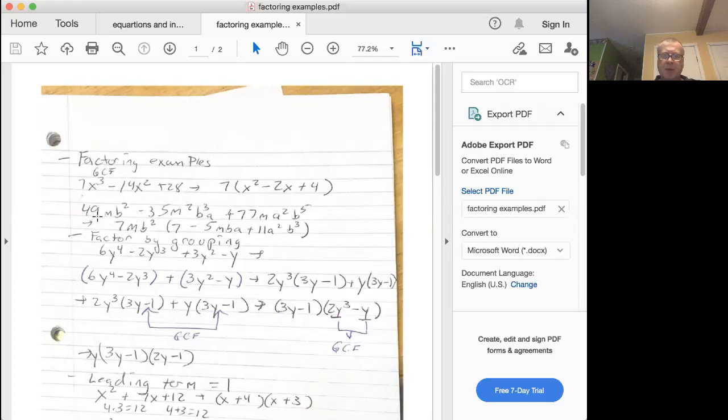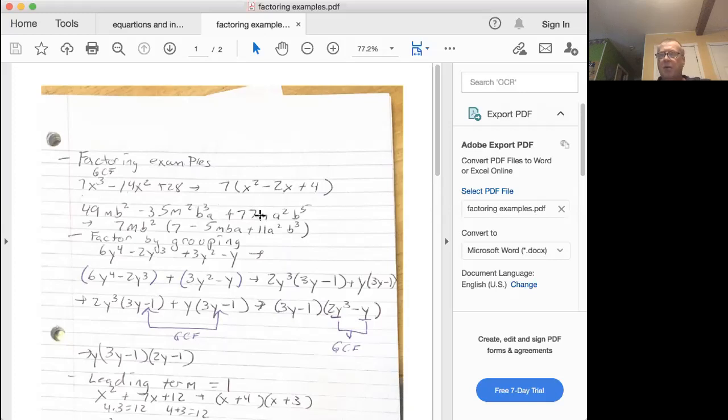Now we're going to do pretty much the same thing here. When we have variables, we'll always factor out for the greatest common factor the lowest degree, the one with the smallest exponent. So we have 49mb squared a, minus 35m squared b to the third a, and 77m a squared b to the fifth. The first thing I note is a is not in all three terms, so I cannot factor an a out. I have an m here, an m squared here, and an m here.